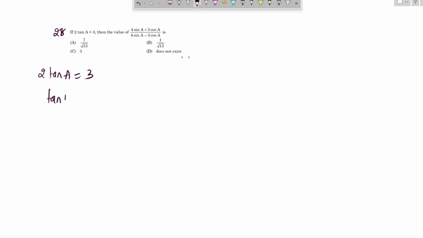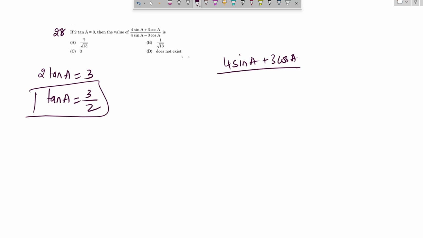Now question number 28, they gave us 2 tan A equal to 3. From here we will find out what is tan A equal to. It is equal to 3 by 2. Now they are asking us to find out 4 sin A plus 3 cos A divided by 4 sin A minus 3 cos A. We know tan A value. So what we will do, we will divide numerator and denominator by cos A to get this expression in tan.